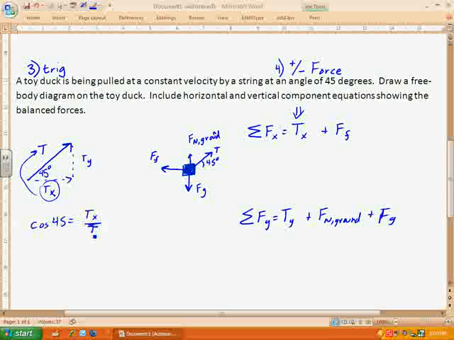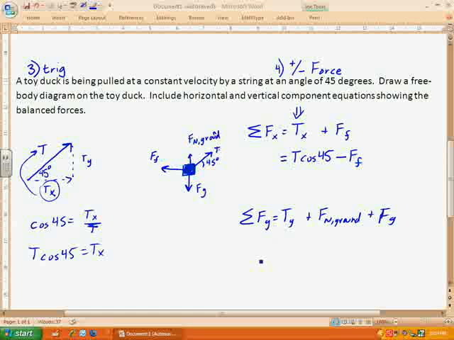All right. Now, if I want to find out what Tx is, that means I need to multiply both sides by T, which means that T cosine 45 is equal to the tension in the x direction. And so that's what I'm going to put in over here. Okay, so I'm going to rewrite this as being tension cosine 45. Now that's positive because it's going to the right. And then the force of friction is going to the left. So I'm going to write that as being minus the force of friction. Now you'll see that all my forces here correspond directly to a force that I've written here.